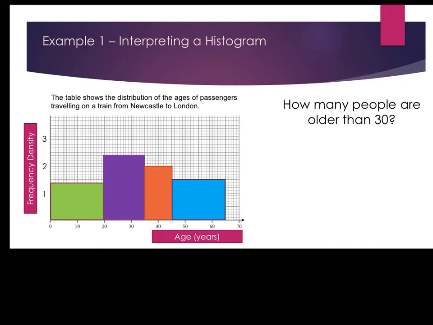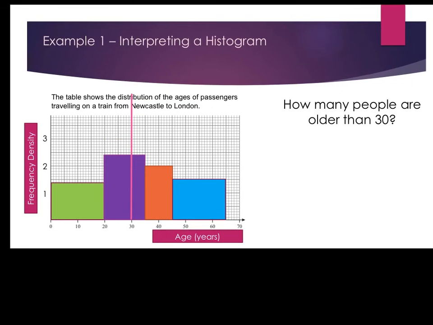To do this, what we're going to do is read the question and see where we need to draw a line. How many people are older than 30? So at 30 on the graph, because that's what our question's asking for, older than 30, we're going to draw a line going up and down. As you can see, we've now got our line at 30. Now looking at the graph, we want to know how many people are older than 30. That means that we need to find out the area of each one of these rectangles.